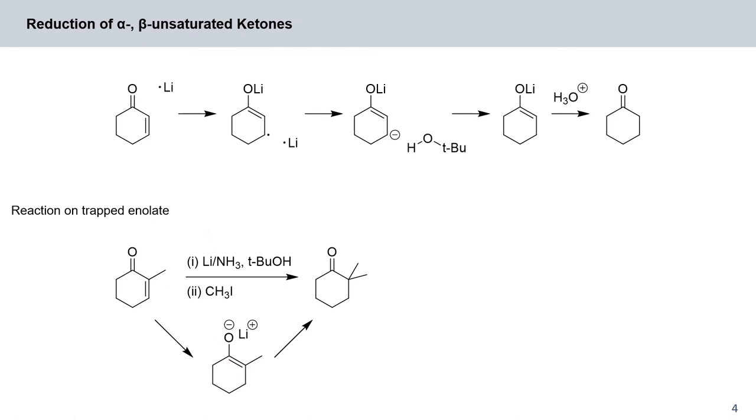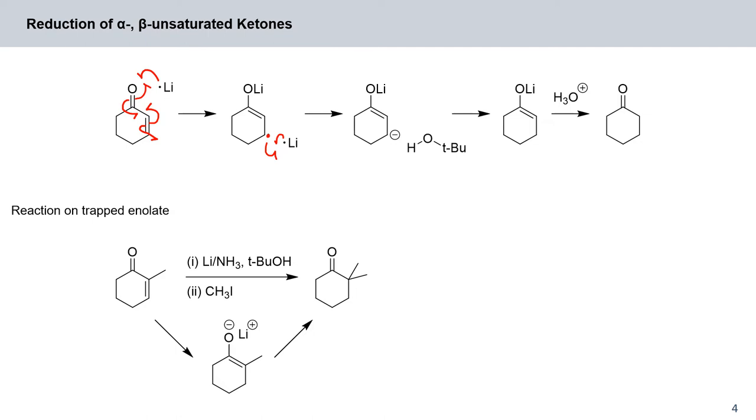So again, the lithium provides an electron, which then cleaves this carbon oxygen bond here. And we are effectively delocalizing this resulting radical along this alpha beta unsaturated ketone. Now in the second step, this radical can pick up another electron from the metal, and we generate essentially an enolate anion, if you think about this.